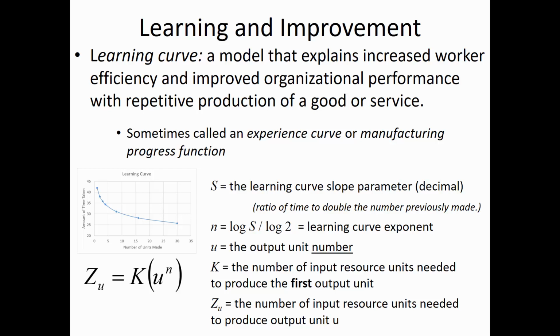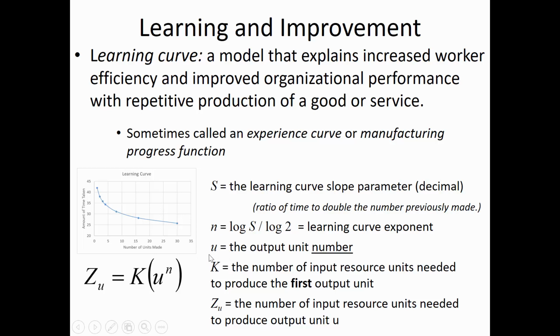So you find that ratio of time, S, and then you put it into this function for n: it's the log of S divided by the log of 2, and that's what we call the learning curve exponent. It's an exponent because in the main formula we're going to use it as an exponent factor. Now, u is the output unit number of what you're trying to predict. So if you're trying to predict how long it's going to take for the 10th pair of pants, you would use 10 for u.